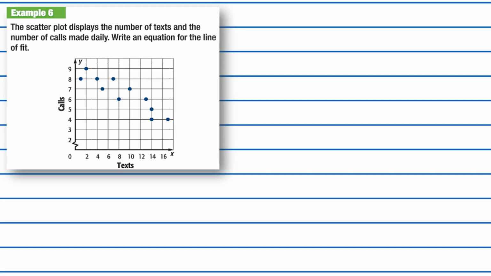Alright, so let's actually try these steps out. Example 6, the scatter plot displays the number of texts and the number of calls made daily. We want to write an equation for the line of fit. So our first step was to make your scatter plot. In this case, they already gave it to us. As you can see here, we do have a correlation. Because it's going down from left to right, it would be a negative correlation.